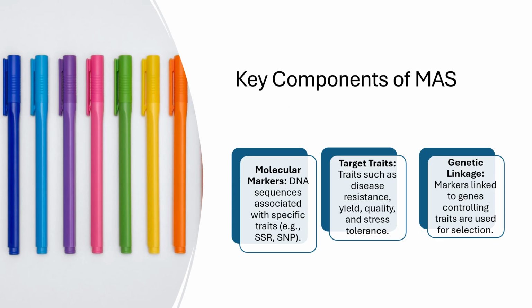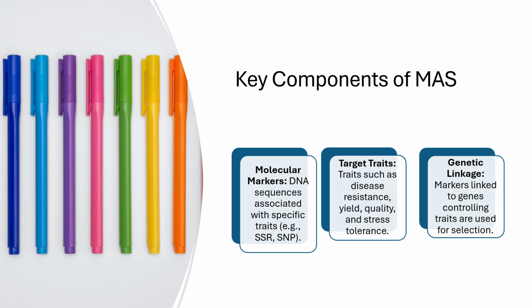Genetic linkage plays a crucial role, as markers closely linked to genes controlling these traits are identified and used to track and select plants with the desired characteristics during breeding cycles, thereby accelerating genetic improvement and minimizing reliance on traditional phenotypic assessments.